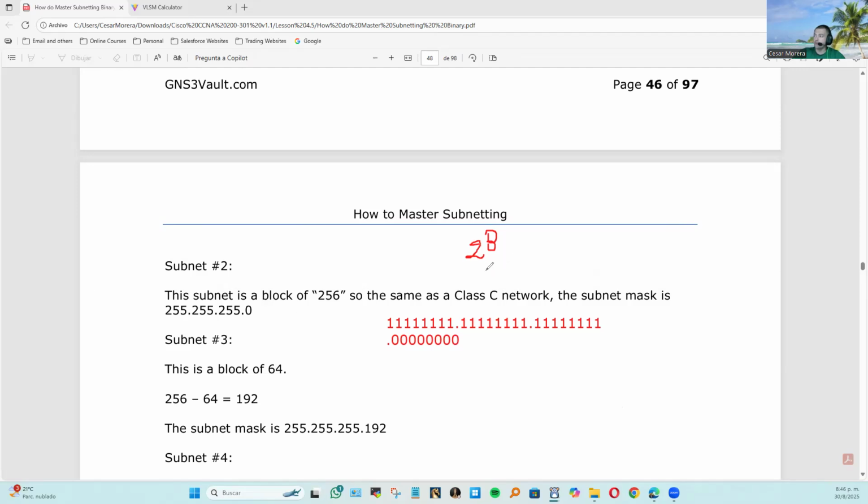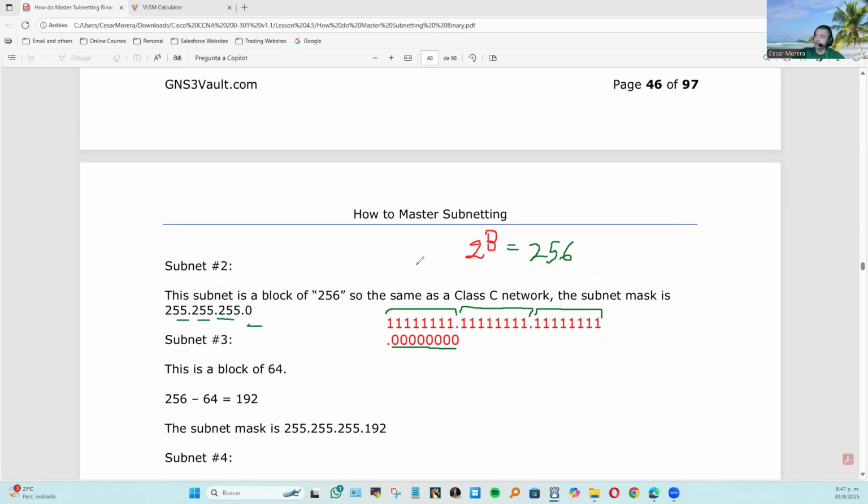Okay, 2 to the power of 8 will give us 256 hosts per network. And these are the zeros that we have here. Now, we're getting the 256 hosts per network. We're fine. But this is the mask with all ones, and all the ones that we need, which is 255.255.255.0. And that's the correct way to do it.